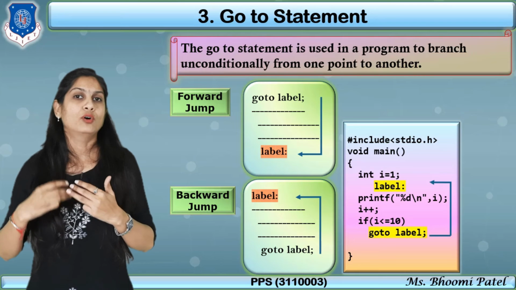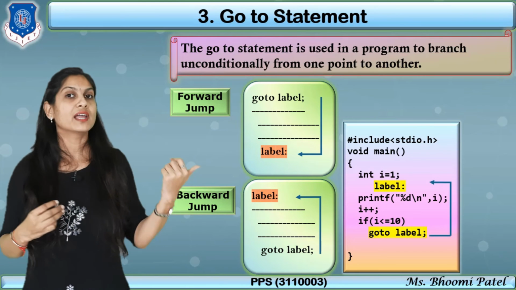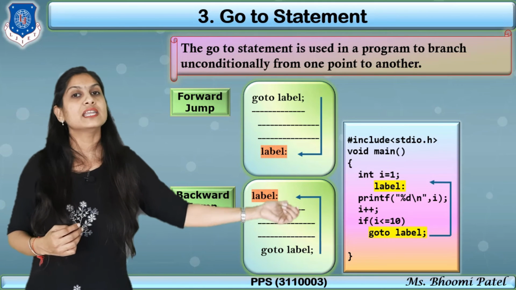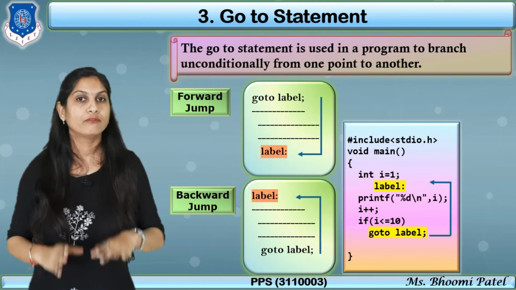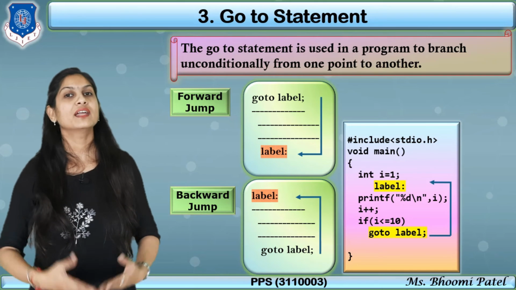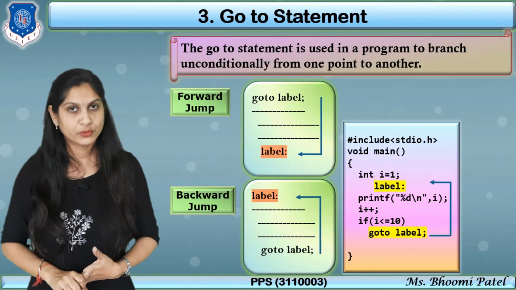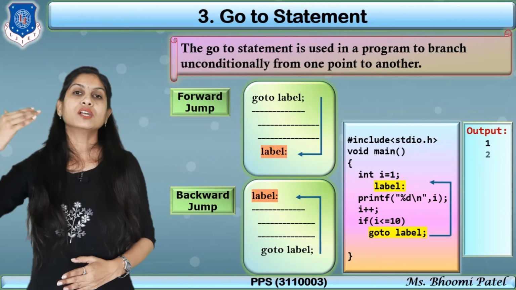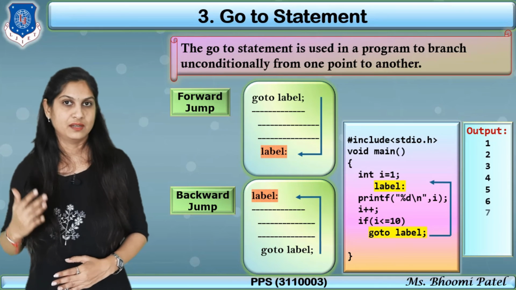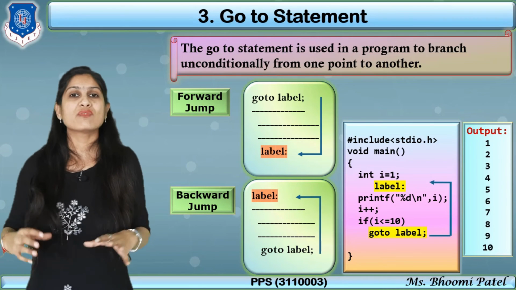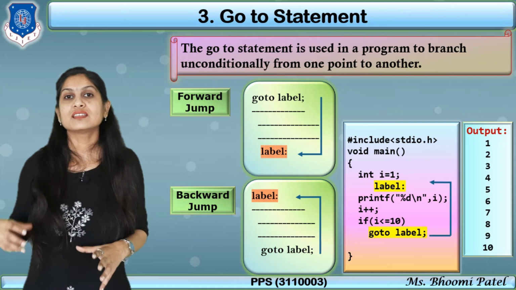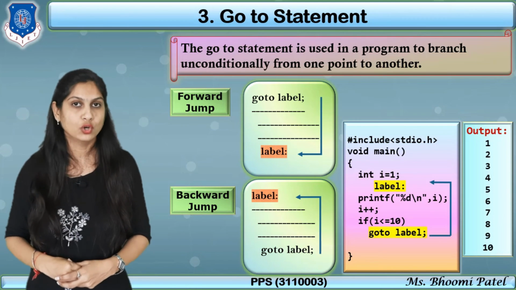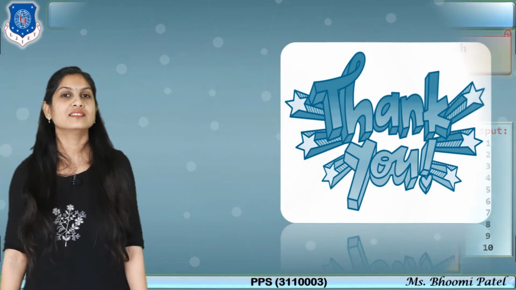Likewise it continues. Clear? And when our I becomes 11, in that case 11 less than or equal to 10 becomes false. Goto will not be executed and we go outside of our program. Clear? So simply the output of this program is what? 1, 2, 3, 4, 5 up to 10. So this goto is very complex. Instead of writing goto, we have a simpler topic, that is loops. I hope you understand this concept very well.